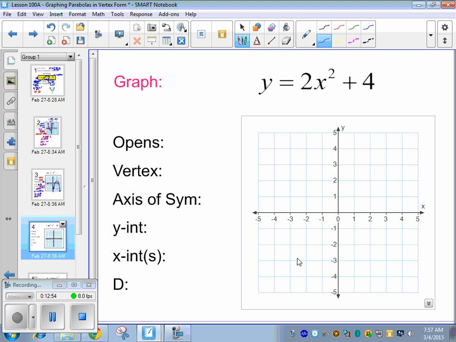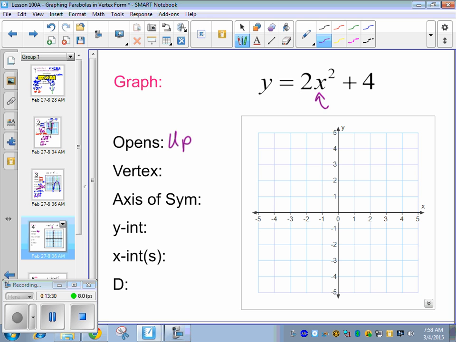Alright, so here's one that's a little different. Y equals 2x squared plus 4. So make sure you write this one down. So Devin, opens up or down? Up. Yep. We have a positive 2, so it's going to open up. Okay. Are there any parentheses here? No, we don't have any parentheses.